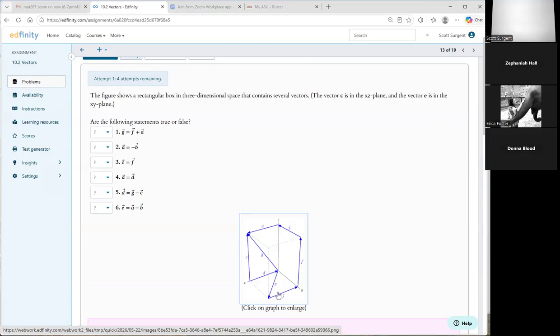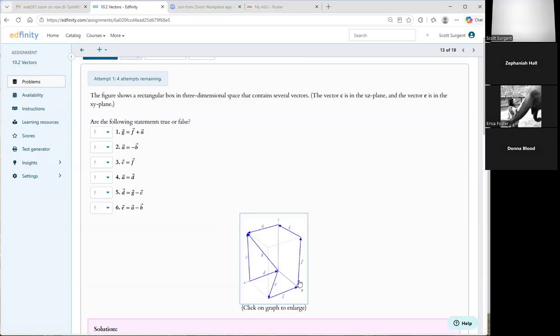You have this vector down here, which I can't even see that letter. I think it's E. That's like a diagonal from the origin out to here. And then you have this vector, which is G, which is a diagonal from the origin up to this, I guess you could say the upper left corner. So the question is, is vector G the sum of F and A?